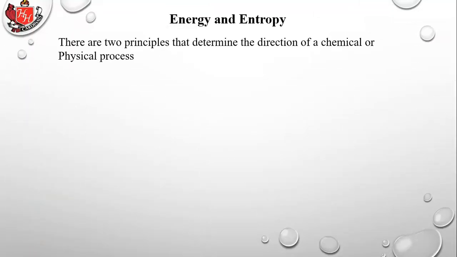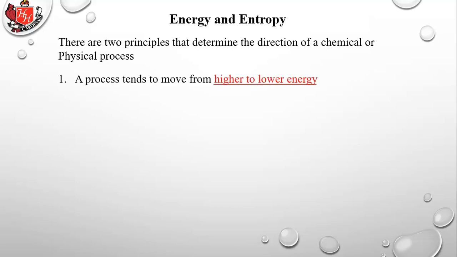There are two principles that determine the direction of a chemical or physical process. One is a process tends to move from higher to lower energy. And two, a process increases entropy of the universe. So sad as it is to say, the universe wants to increase its disorder. It wants to naturally move from more order to less order, to greater entropy.